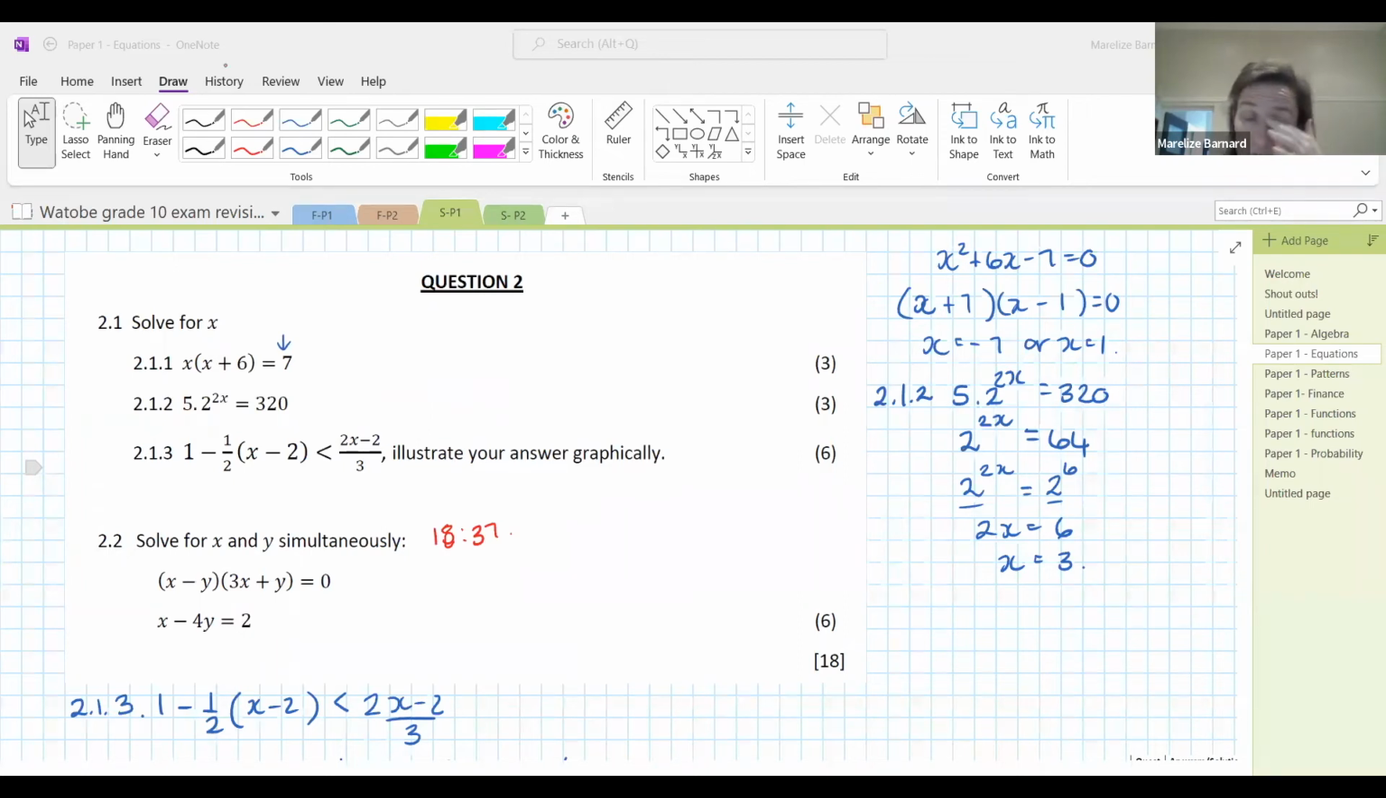No problem, Vutsilo. Whatever you miss, you can catch up on the recording as well. We are doing question 2.2, the simultaneous equation.